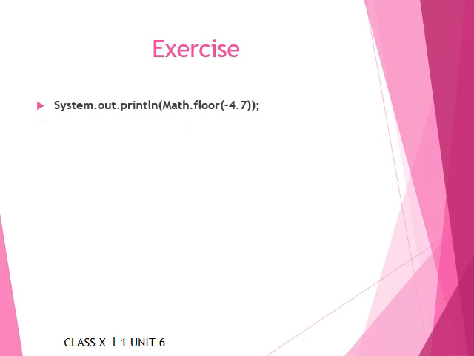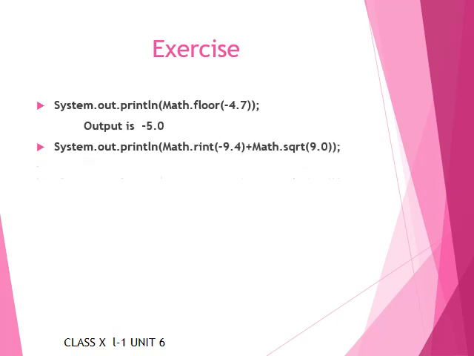System.out.println Math.floor minus 4.7. Output is minus 5.0. System.out.println Math.rint plus Math.sqrt 9.0. First part is minus 9.4. When we change using rint, answer is minus 9.0. And Math.sqrt of 9, answer is 3.0. The output is minus 6.0.